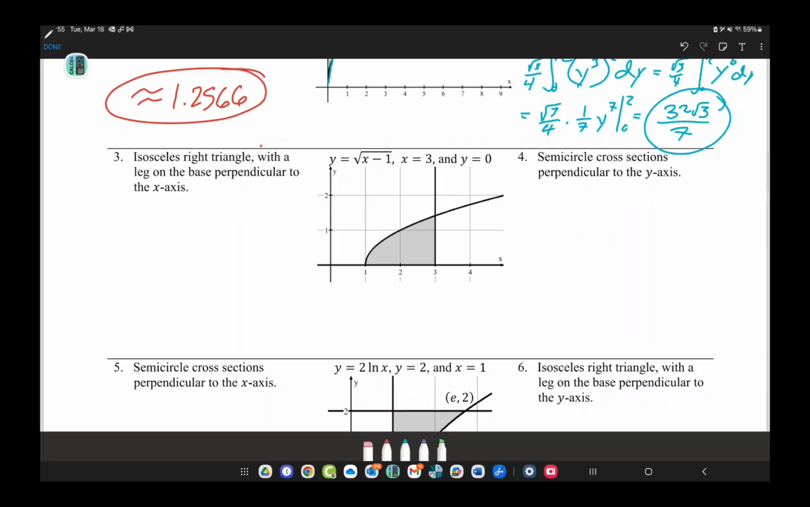What'd you guys get? Answer is one. So you are going to integrate this. Now this is an isosceles right triangle. So nice thing is that it is 1/2 of the integral from 1 to 3 of just what? Square root of x minus 1 squared dx?